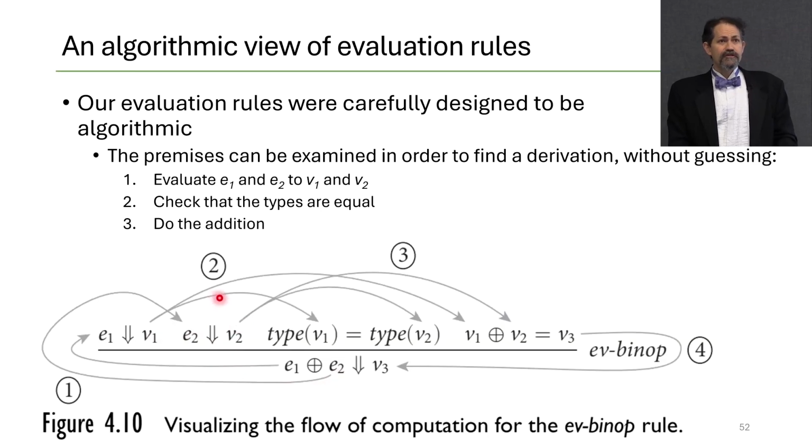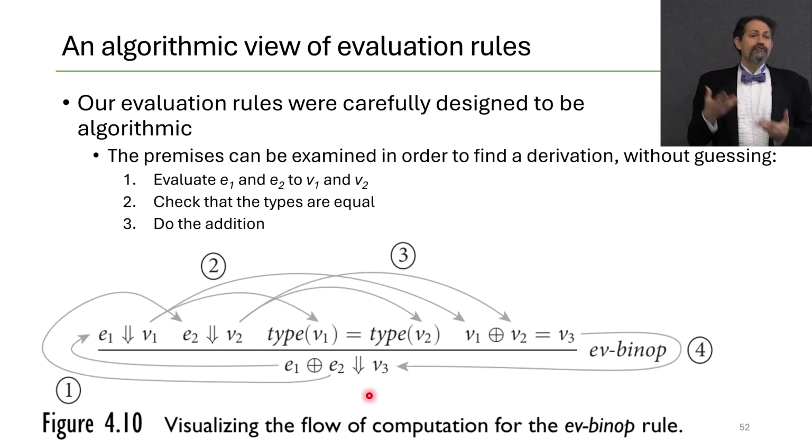The values V1 and V2 can be used to look up the type of those two things and check that. And then we can also use them as inputs to mathematical evaluation, where we say v1 plus v2 or v1, whatever the operator is, gives us v3, and finally that's the result. So you can visualize the flow of computation through this rule. And we wrote all the rules, in fact, in a careful way so that this can be true.